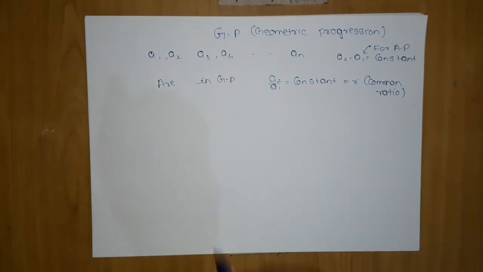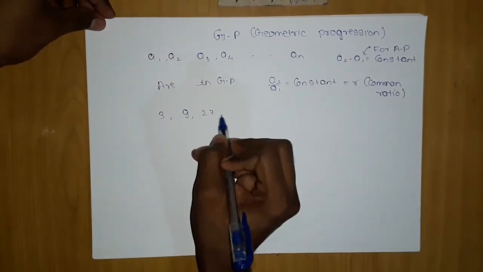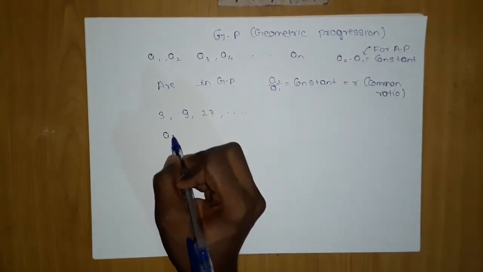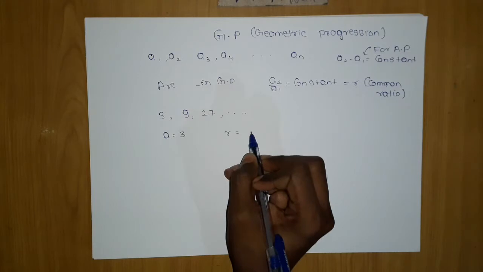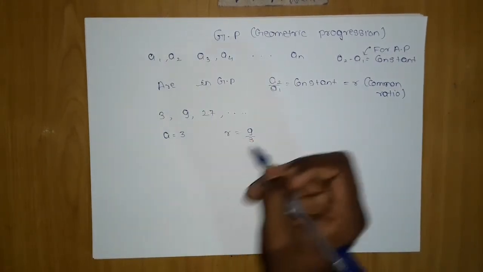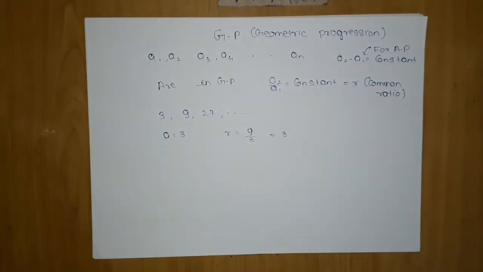Further on, we will do some basic things. Like if I give you some terms like 3, 9, 27 and so on, it has A as the first term, and the common ratio R is nothing but 9 divided by 3, A2 by A1 or A3 by A2, which is 3. So we came to know about the first term and common ratio.